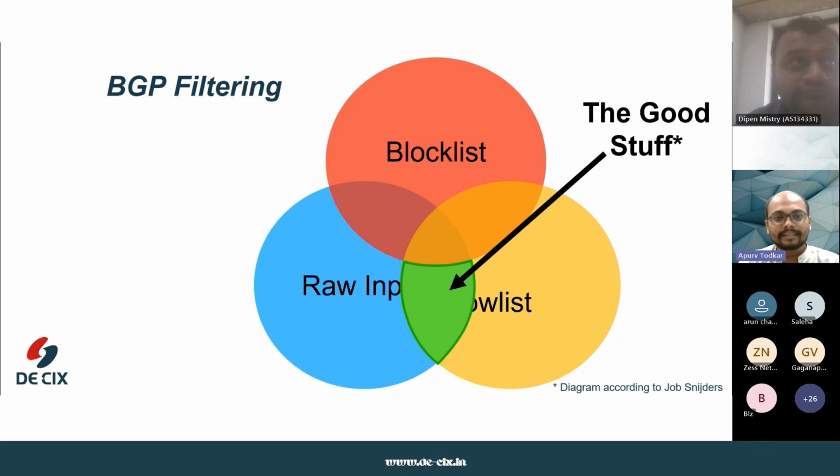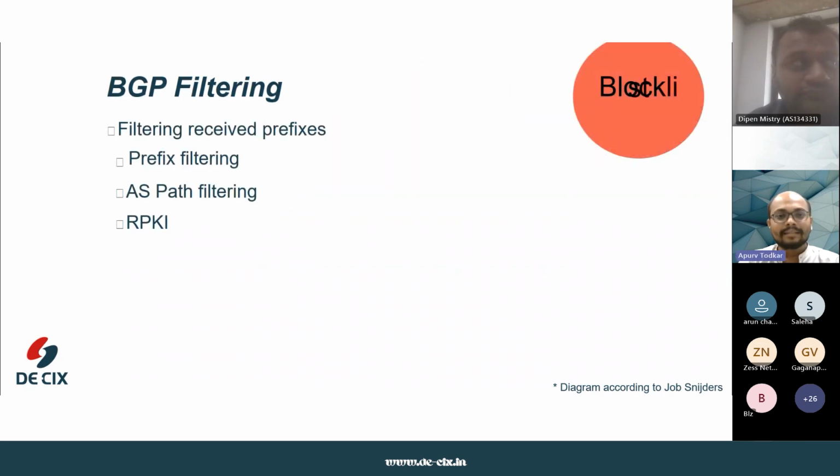The key part is the intersection between these lists, which represents the prefixes that you actually want to keep in your BGP table, and that is marked in the green area in this diagram. So this blacklist and the allow list may be small, but they are very helpful when you want to avoid receiving undesired prefixes in your BGP table. This helps to keep the BGP table clean and efficient.